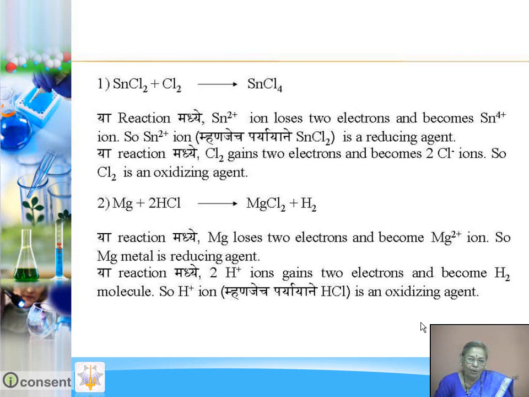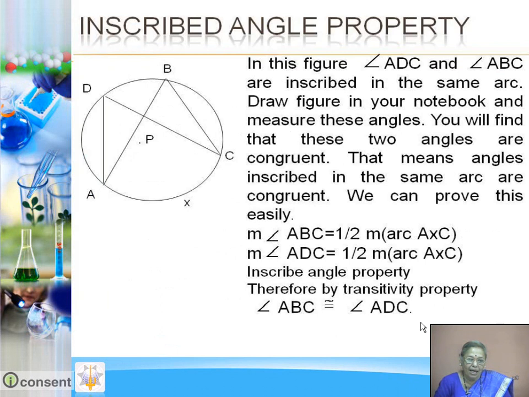Here, one more property is given. Inscribed angles are formed. How many inscribed angles are formed here? 2. In which arc they are formed? They are formed in the same arc.